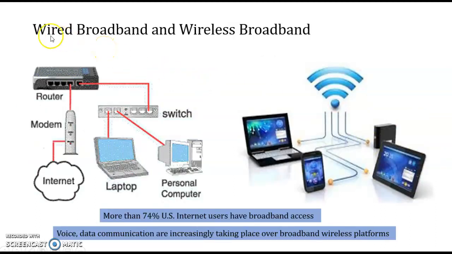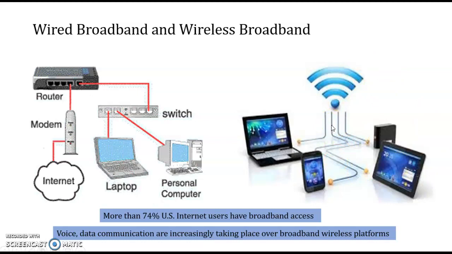In networking, there is also wired and wireless. Wired is usually when you have a cable, and wireless has no cable at all. So for wired, your laptop and PC have to connect to the switch, to the router, to the modem, which will connect to the internet. But in wireless, you use your tablet, laptop, notebook or smartphone to connect to the internet. This is what we call wireless.